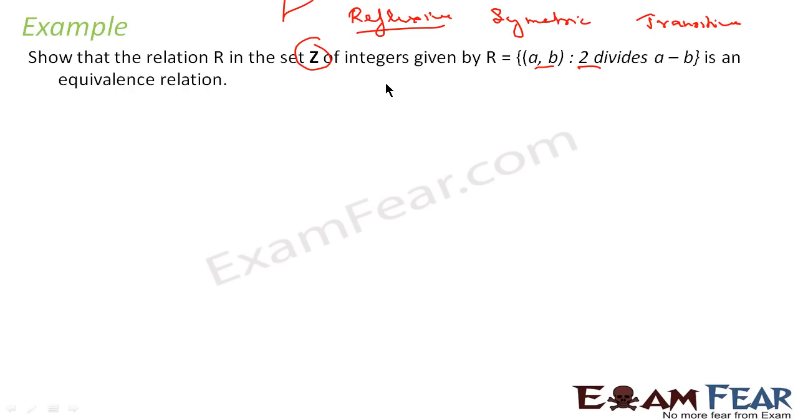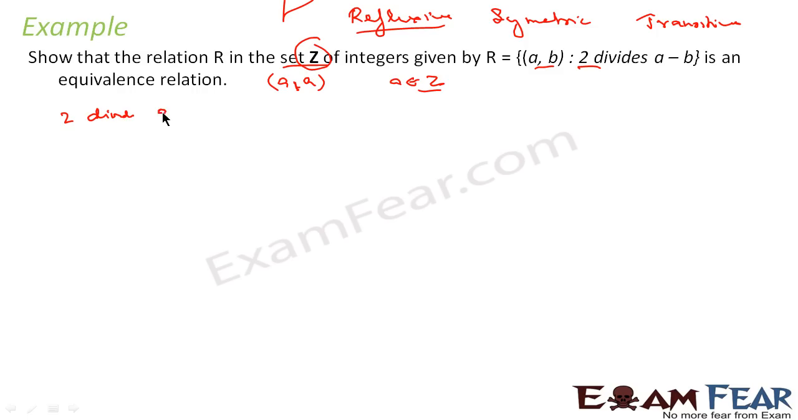For reflexive, I told you it's a mirror reflection. That means we'll take (a, a). That is, (a, a) should exist for all a, where a is any integer, because we are talking about the set of integers and taking any element a. Now the question says 2 divides (a, a).